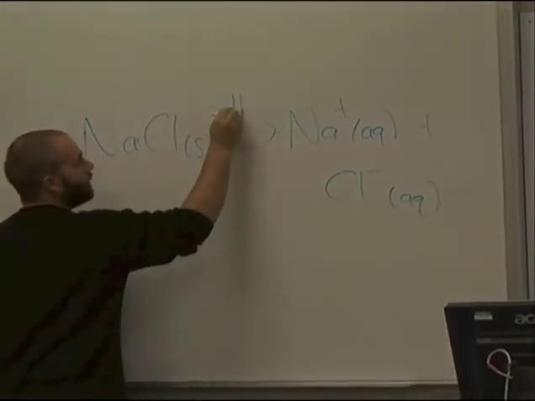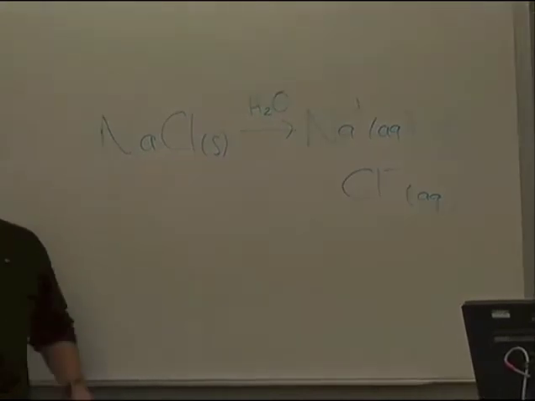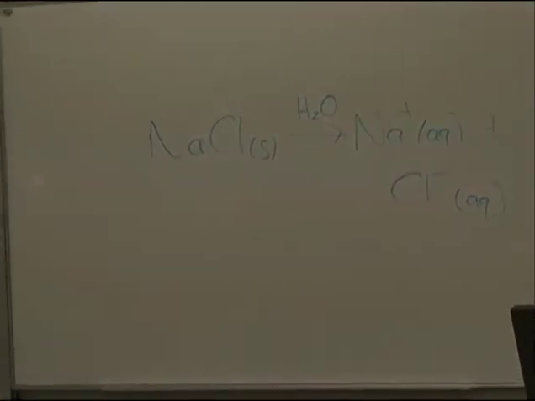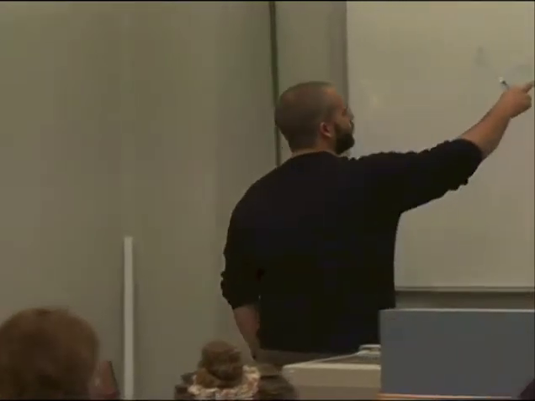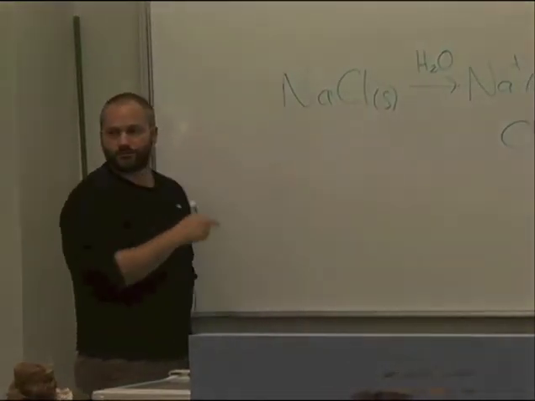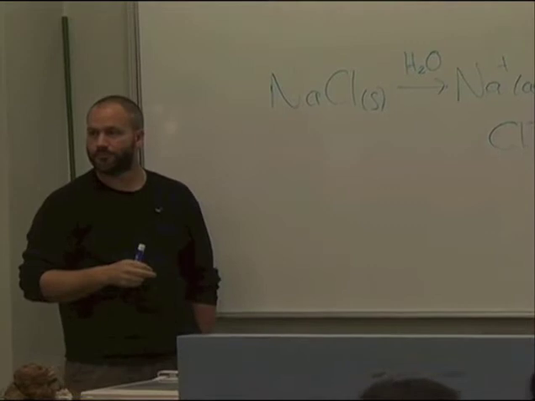And then you can write H2O like that. When you write stuff above the arrow, that talks about the conditions under which the reaction is happening. So that would imply this reaction is happening in water. But you don't write this over here as a reactant. So that's peculiar to ionic equations.